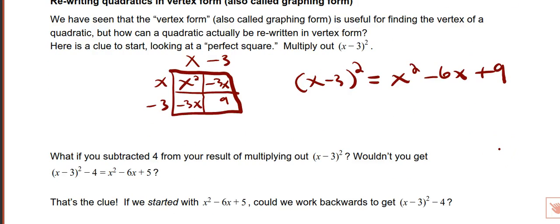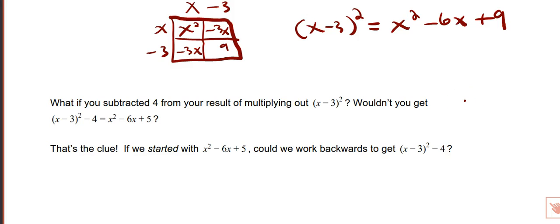So there's some clues built into this that we're going to use as we move forward. One question I asked is, well, what if I subtracted 4 from this output? So maybe I subtract 4, so the 9 becomes a 5. If I subtract 4 from this side and I did it from this side, I would get x squared minus 6x plus 5. So that's the clue we're looking at. If I started with x squared minus 6x plus 5, could we work backwards to get x minus 3 squared minus 4? That's where the subtracting of 4 came in. And yes, we could. Let's do it.